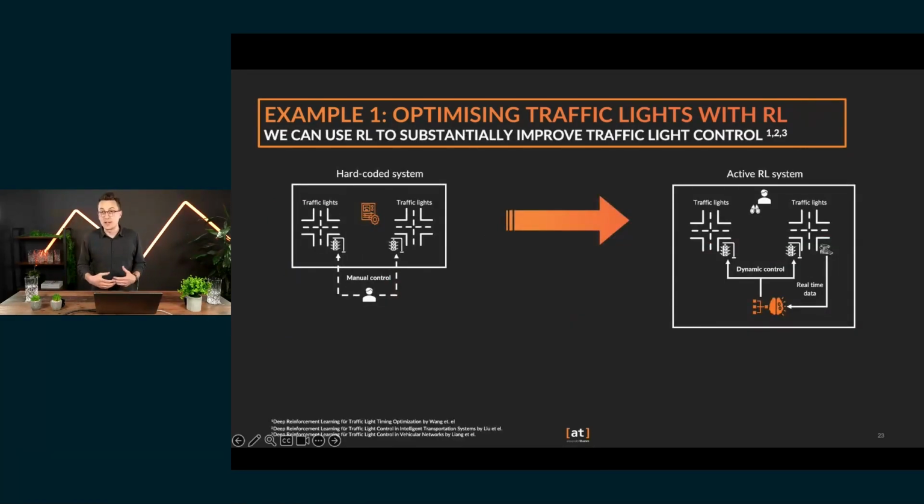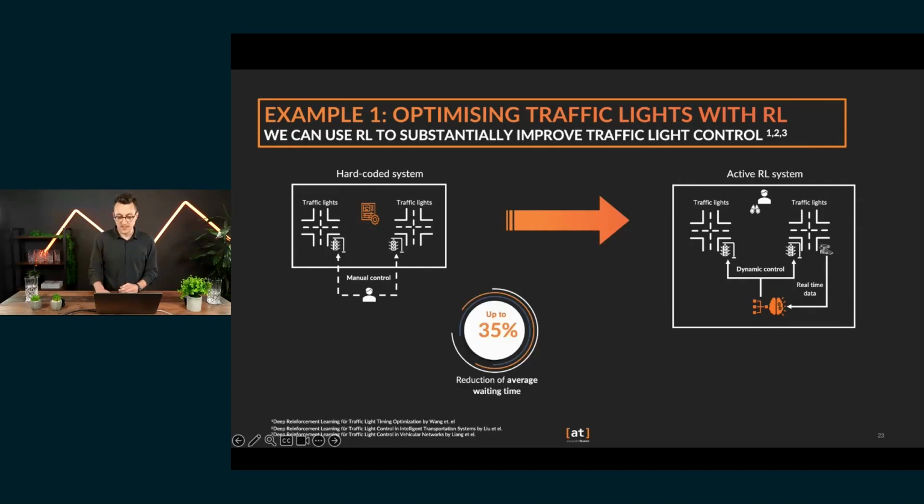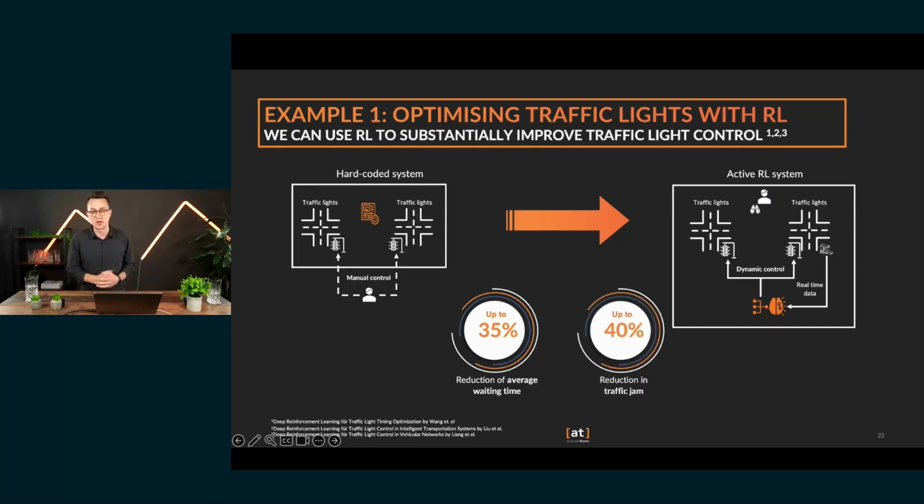And research shows that it's really beneficial to do that. So research shows that moving from such a hard-coded conventional traffic light system into an actively controlled dynamic reinforcement learning system really has many benefits. For example, we can reduce the average waiting time of cars by up to 35%, and we can obtain up to a 40% reduction in traffic jams in general.